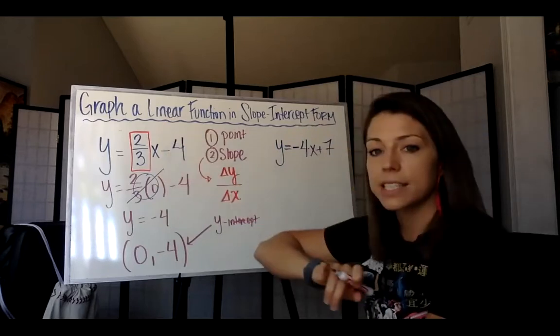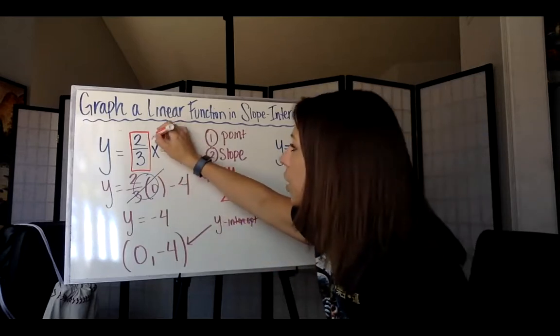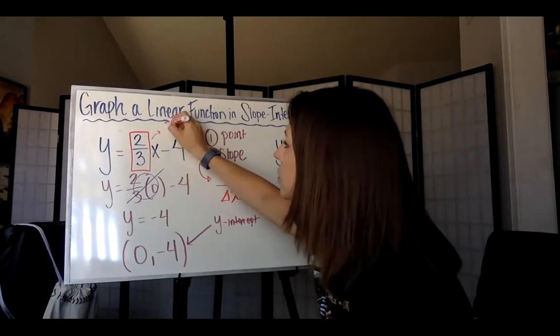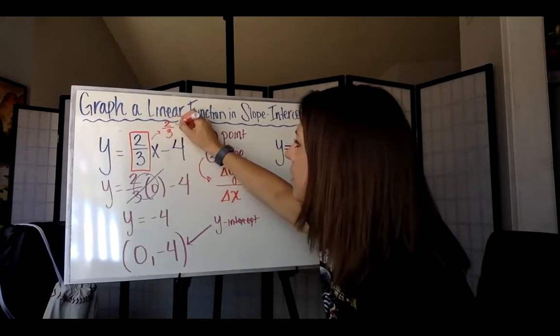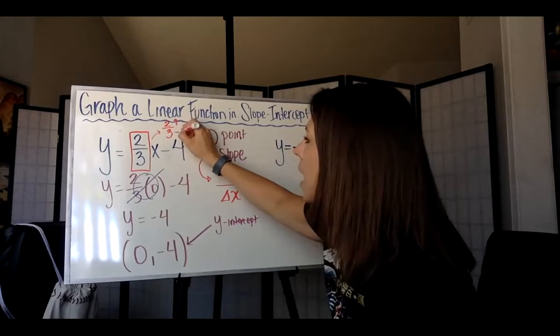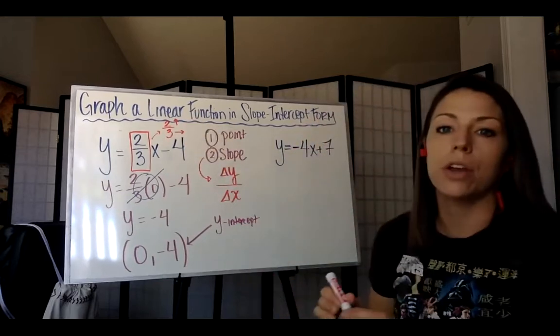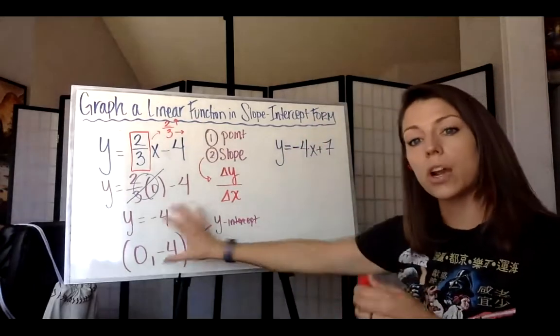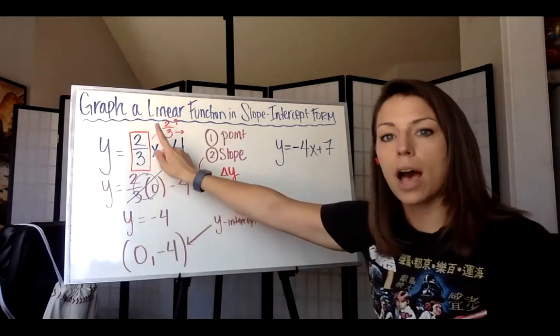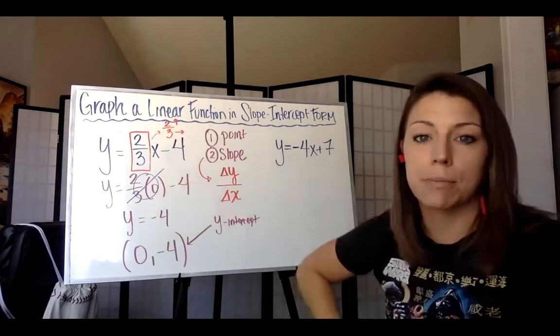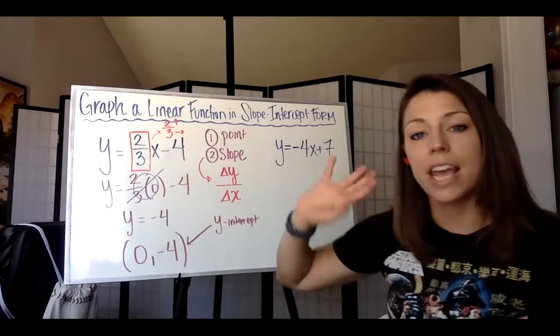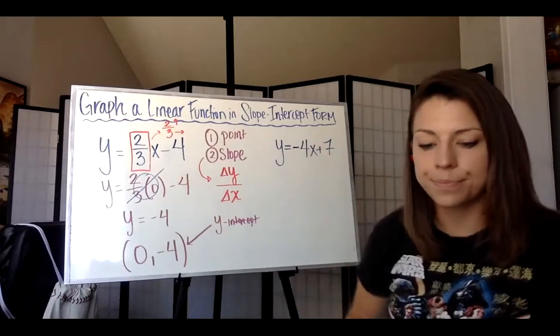So 2/3 is like a set of directions telling us where to go. Because it is a positive 2/3, that means my vertical change will be going up and my horizontal change will be going right. So basically I'm starting at (0, -4), up 2, right 3. That will take me to my second point on the line and all points after that.